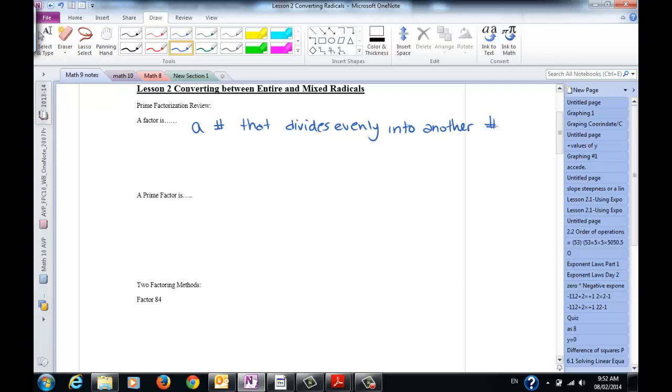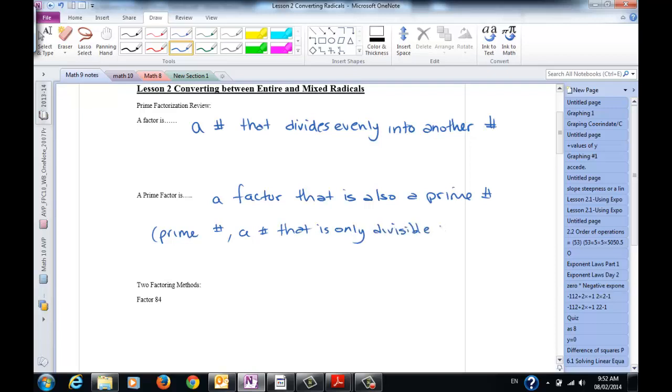A prime factor is a factor that is also a prime number. If you forget what a prime number is, it's a number that is only divisible by 1 and itself. So for example, 3, 5, 7, there's a lot of them.